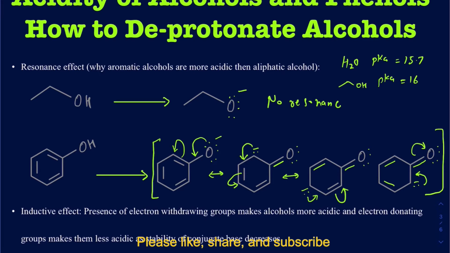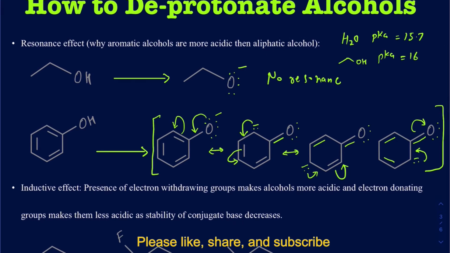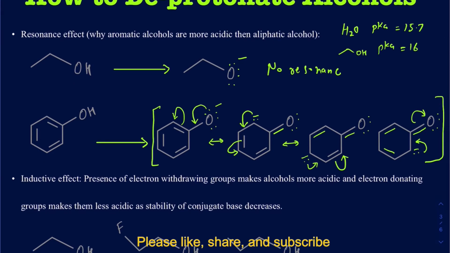Just because you have multiple resonance structures, this conjugate base is going to be more stable. The more stable a conjugate base you can create, the more acidic the acid is going to be. Let's go back to the pKa values. The pKa value of ethanol is about 16, and the pKa of phenol is about 10. So you can clearly see that phenols are indeed more acidic than the aliphatic alcohols, and the reason is the conjugate base is stabilized by multiple resonance structures.